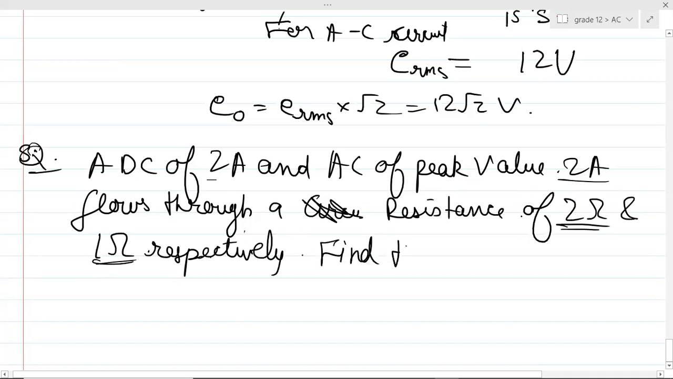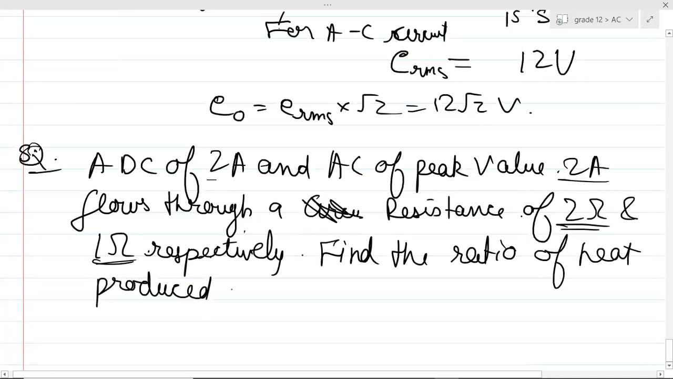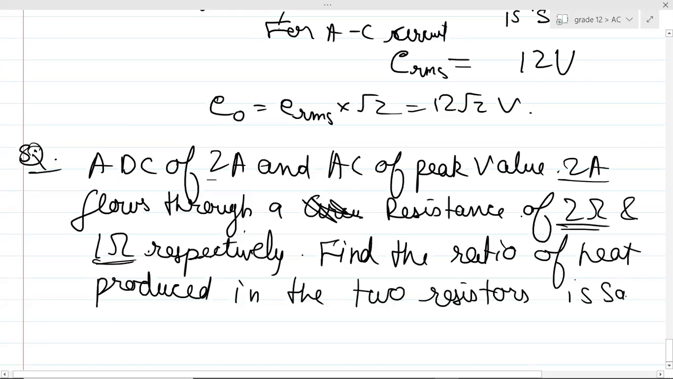Now the question is, find the ratio of heat produced in the two resistors in the same time interval. In the same time interval, what is the ratio of heat produced in both the cases?